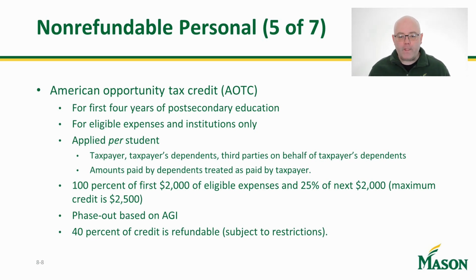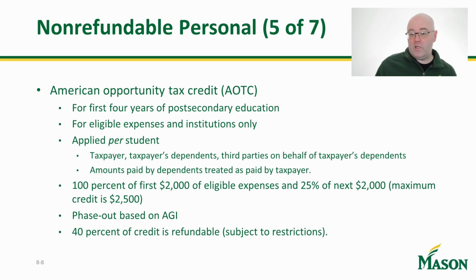If the parents take it, then the parents get to claim it regardless of who paid it. Now, it's going to be 100% of the first $2,000 of educational expenses and then 25% of the next $2,000. Total credit is $2,500. It is phased out at higher AGIs. And this is where we run into issues in the firm, is that most of our clients don't qualify for this, and their kids go to Boston University or whatever, and they're trying to get these credits, and unfortunately their AGI is usually just too high.